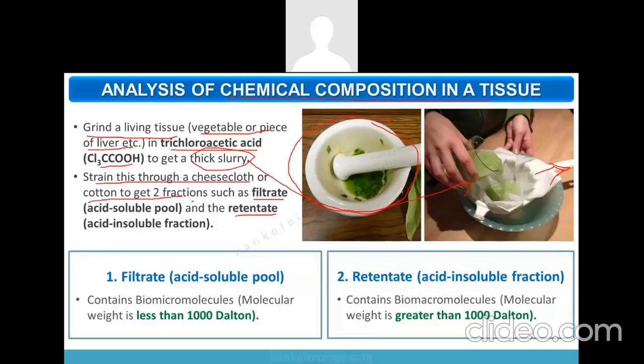So what does that mean? The filtrate will be soluble in acid, the other will be acid insoluble. And using this method, they are named into two different categories. One is the filtrate, the other one is the retentate. The filtrate contains the biomicromolecules, which means their molecular weight is less than 1000 Daltons. The retentate contains the acid insoluble fractions, so they contain the biomacromolecules, which have a molecular weight greater than 1000 Daltons. And a quick recap here: Dalton is the unit that we use to measure at the atomic level.